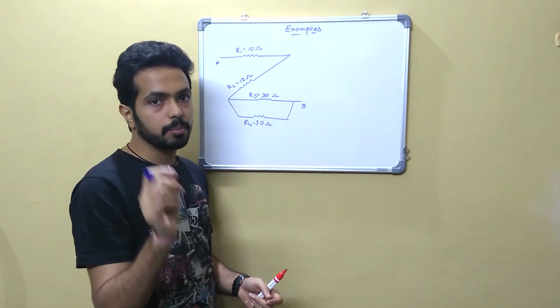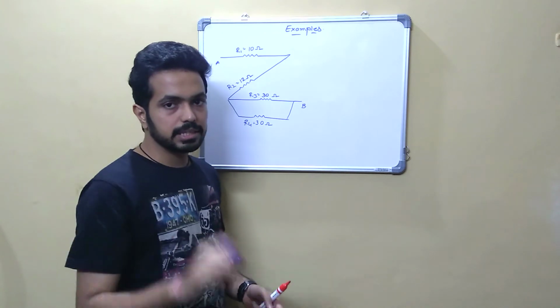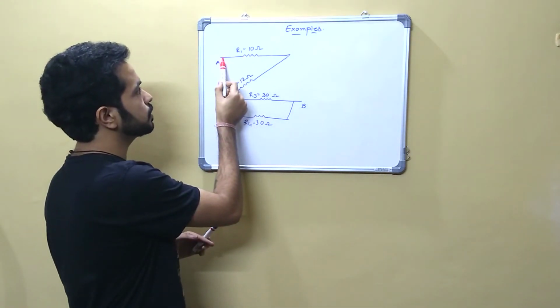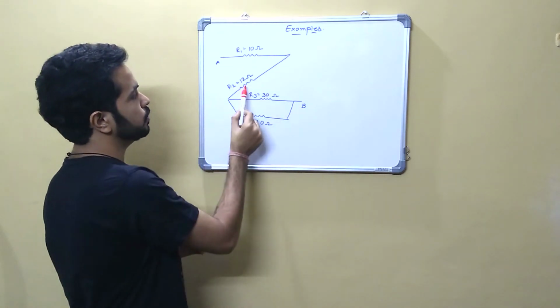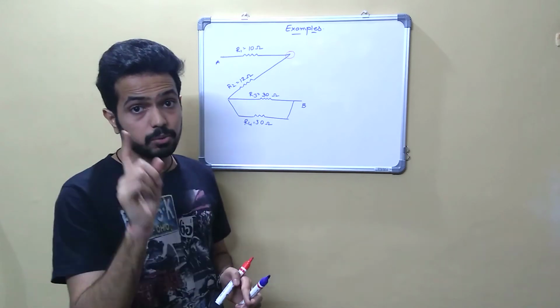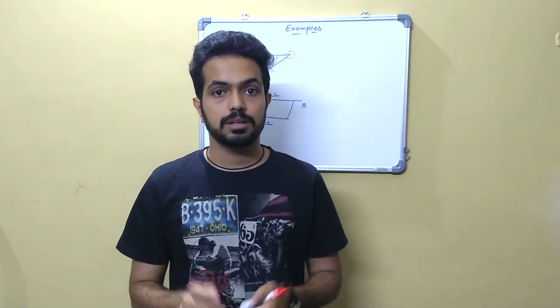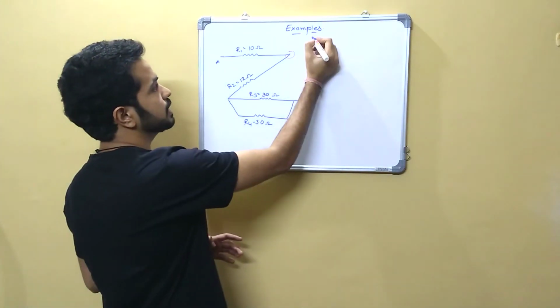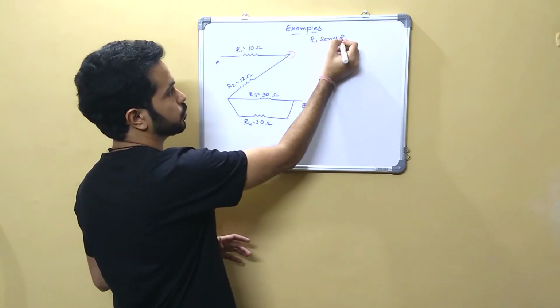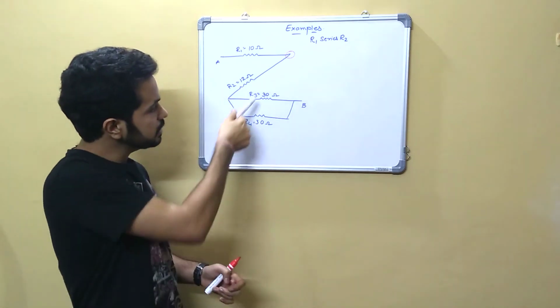Now this is a combination of series and parallel. Let's see if you can identify it. R1 has 2 terminals, 1 and 2 over here. R2 has 2 terminals, 1 is over here and 2. So I can say R1 and R2 have only a single common terminal. So R1 and R2 are in series. R1 series R2.